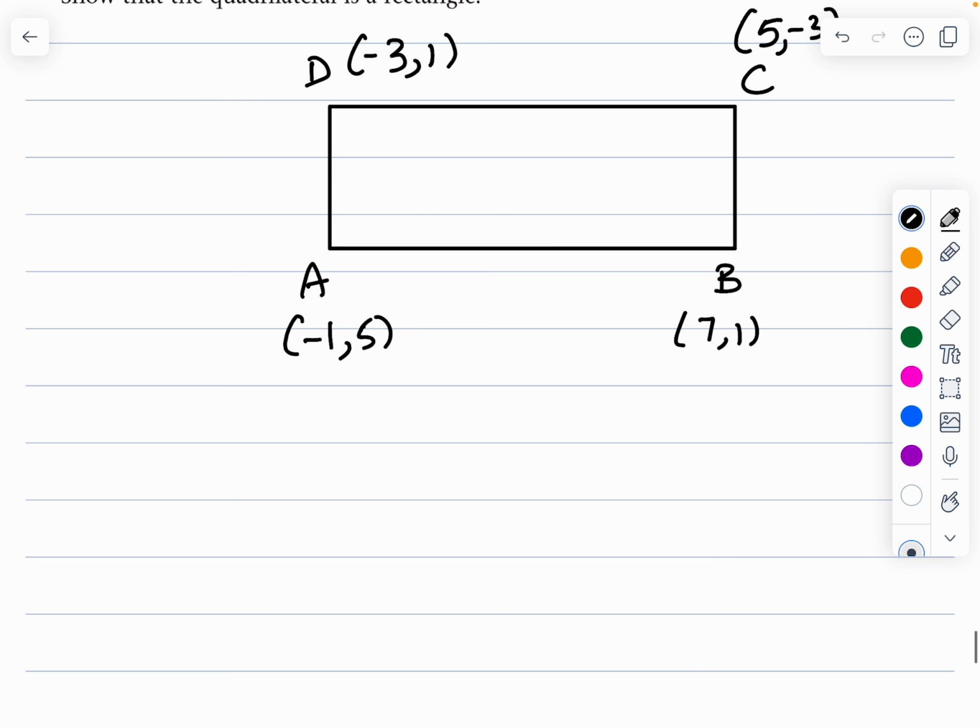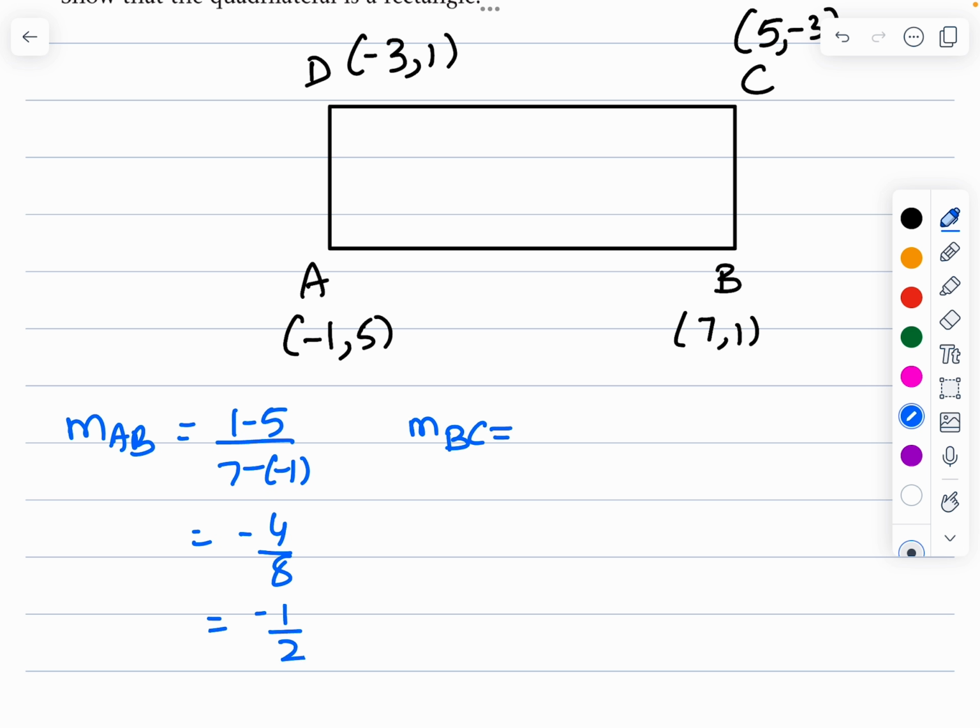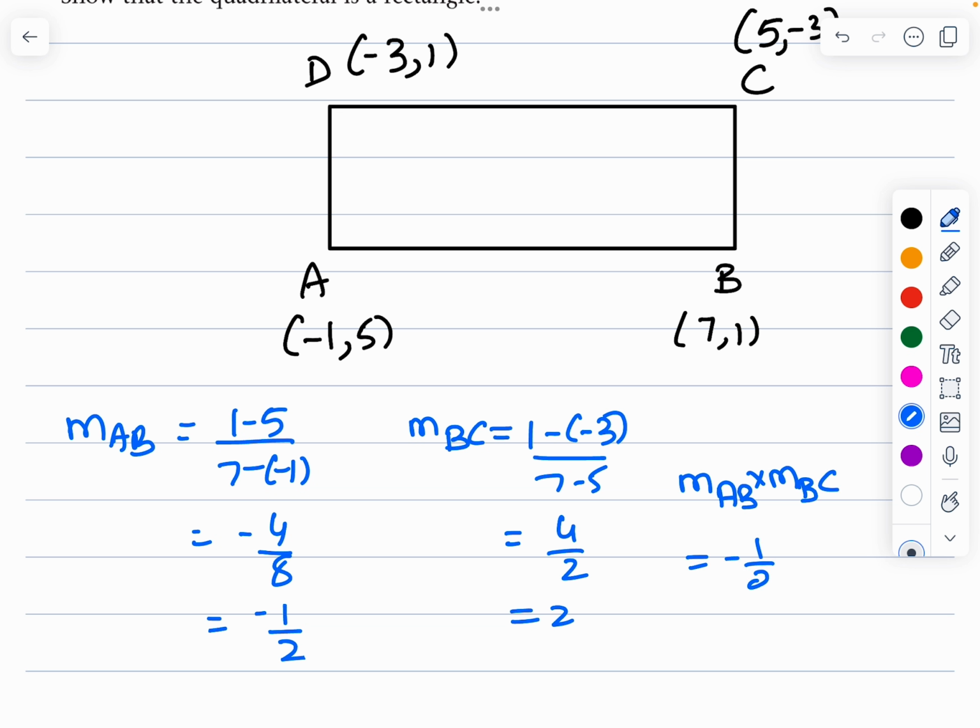So I will be finding the gradient of AB. 1 minus 5 upon 7 minus of minus 1, which is nothing but negative 4 upon 8, which is negative 1 upon 2. Then I'll find the gradient of BC. 1 minus of minus 3 upon 7 minus 5, which is 4 upon 2, which is 2. We can see that MAB times MBC is negative 1 upon 2 times 2, which is negative 1. Therefore, they are perpendicular.